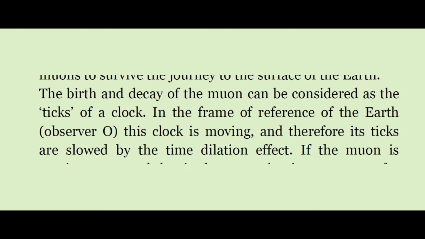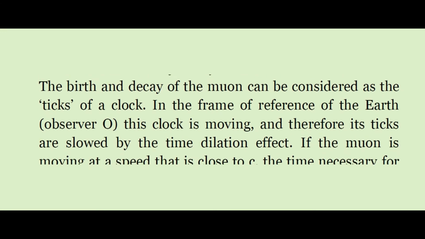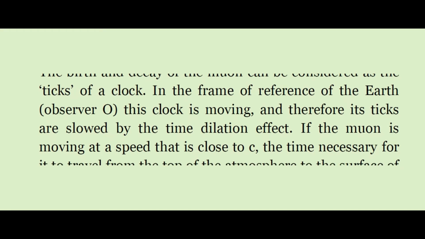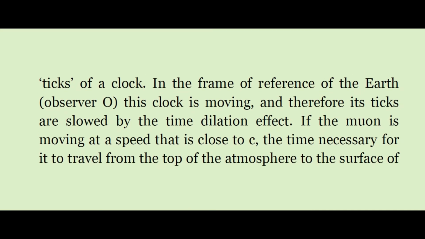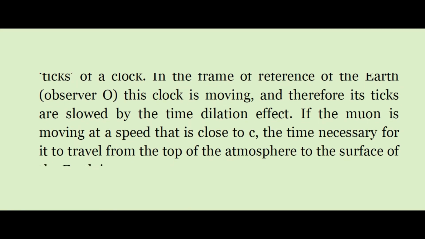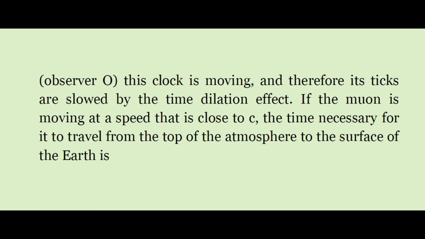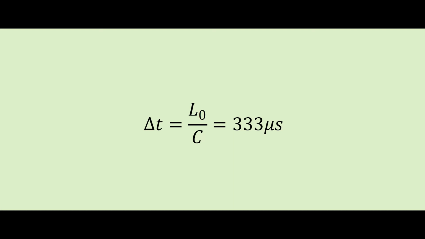In the frame of reference of the Earth, here observer O, this clock is moving, and therefore its ticks are slowed by the time dilation effect. If the muon is moving at a speed that is close to c, the time necessary for it to travel from the top of the atmosphere to the surface of the Earth is delta t equals L0 by c, which is equal to 333 microseconds. The muon is to be observed at the surface of the Earth. It must live for at least 333 microseconds in the Earth's frame of reference.